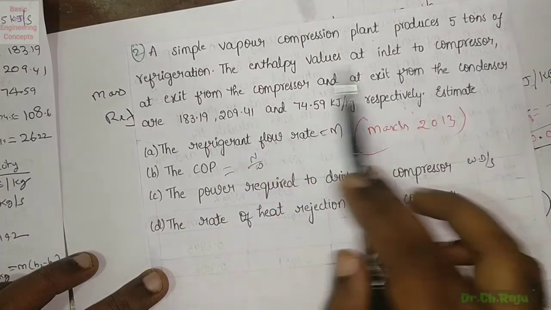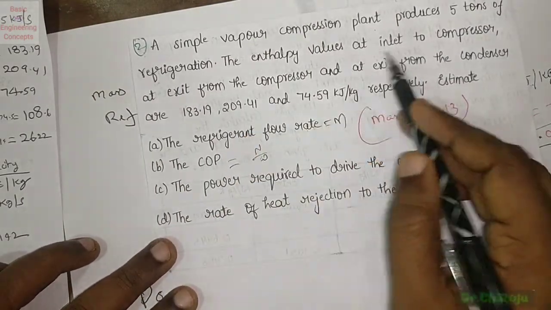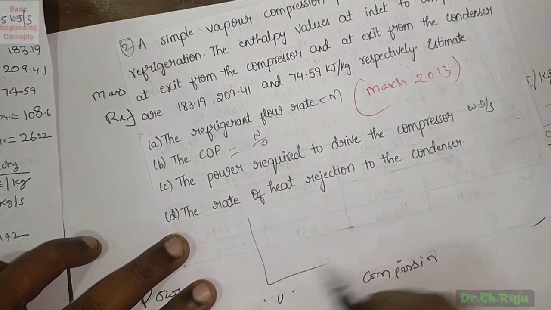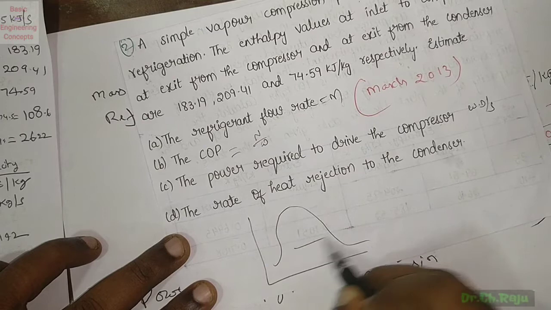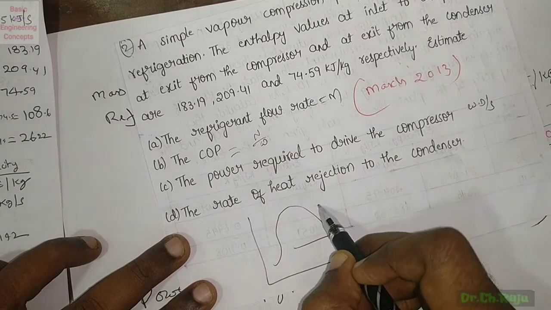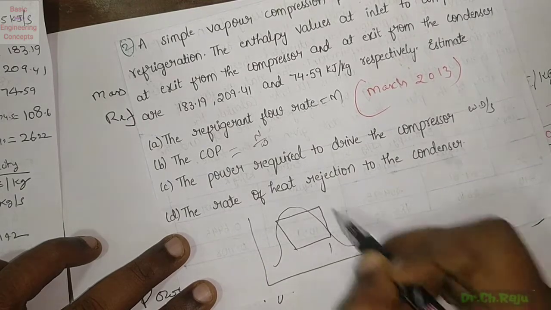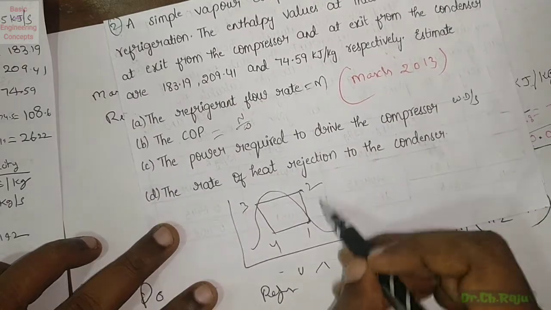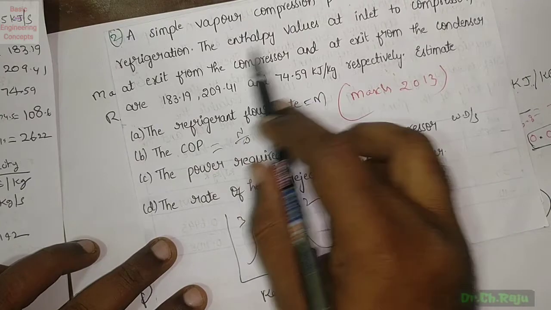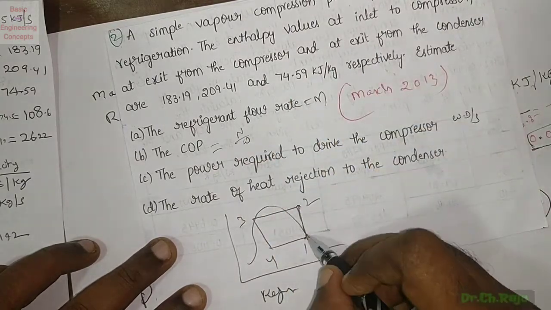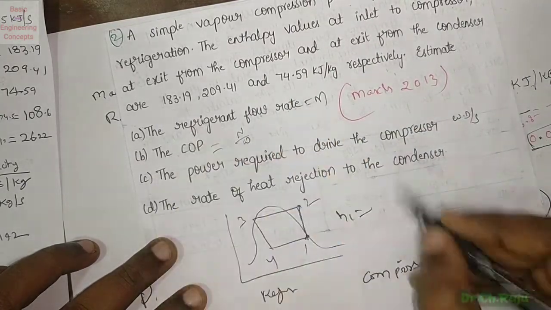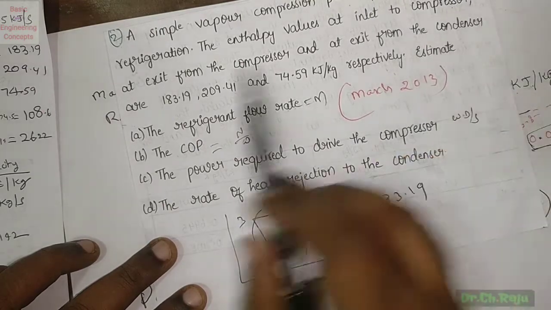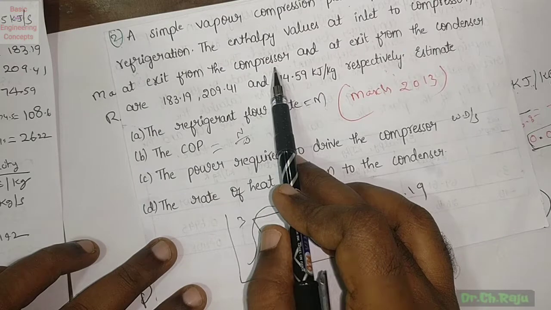So the enthalpy values are given, that is at the inlet of the compressor. Points 1, 2, 3, 4. The 1 to 2 process is the compressor. So the enthalpy at the inlet of the compressor, H1, is equal to 183.19.